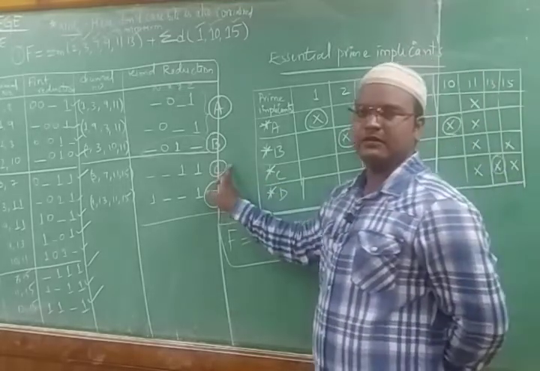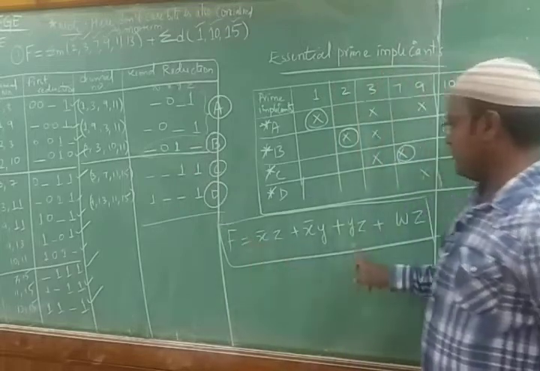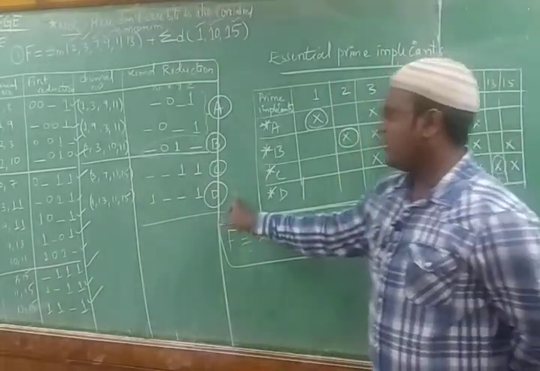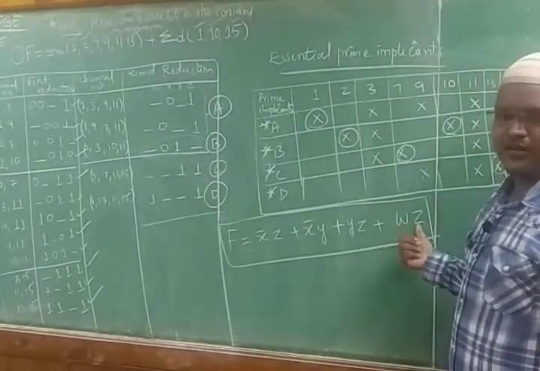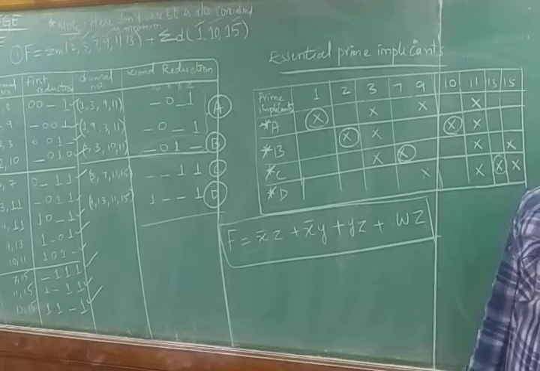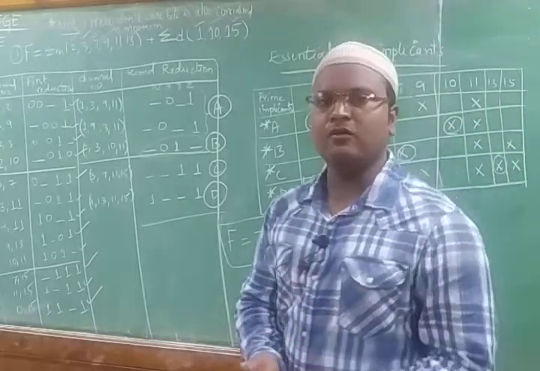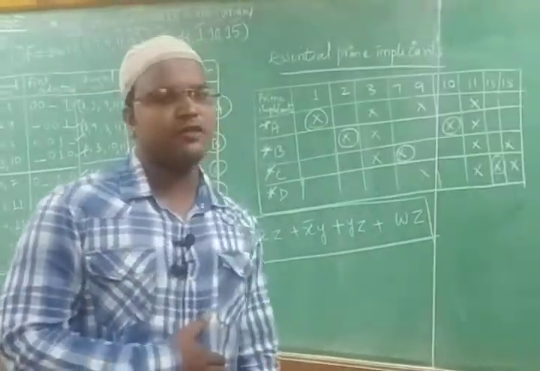Likewise, we do have C. In C, Y is there once, Z is there 1. That means it is Y into Z. Plus for D, we do have W and we do have Z. So we wrote W and Z. So we found our actual function f is equal to this whole thing. So we got the complete function now by comparing the table from essential prime implicants, and we found the values and we wrote the function.